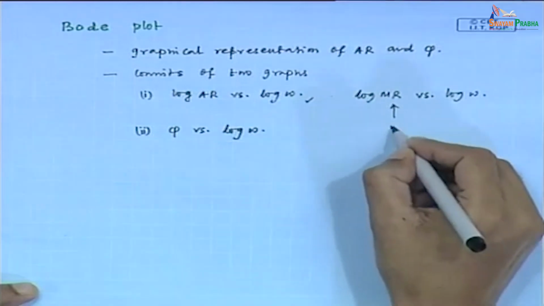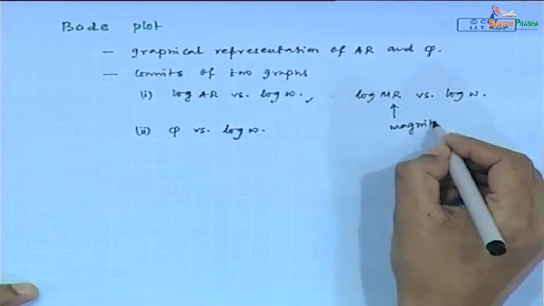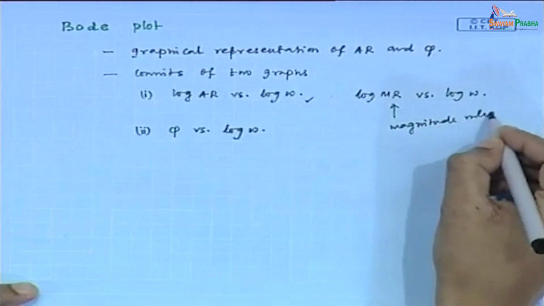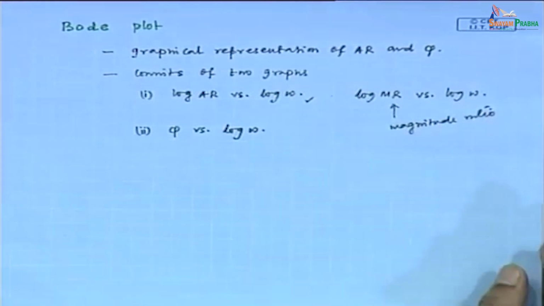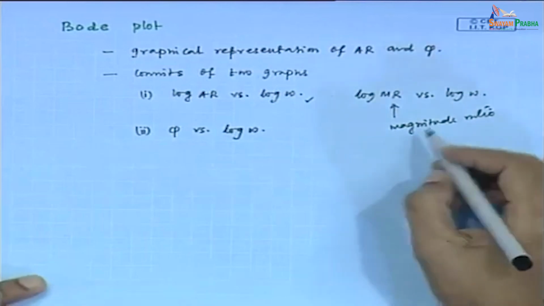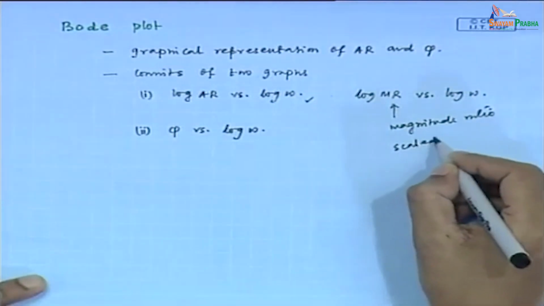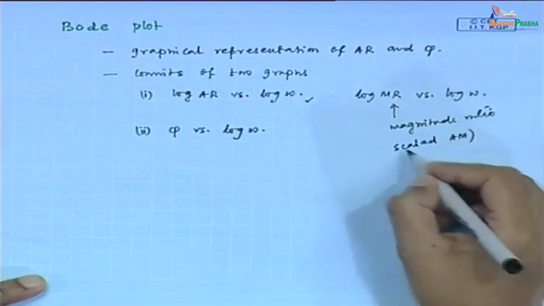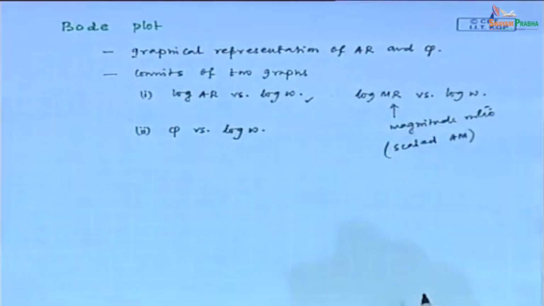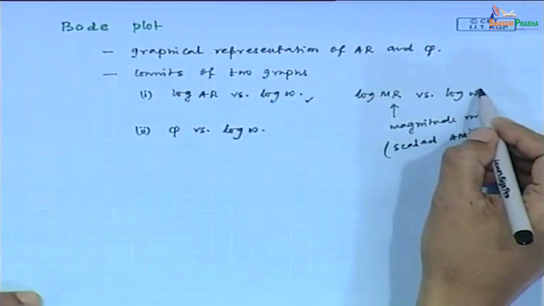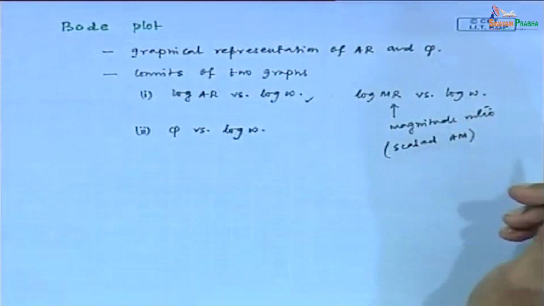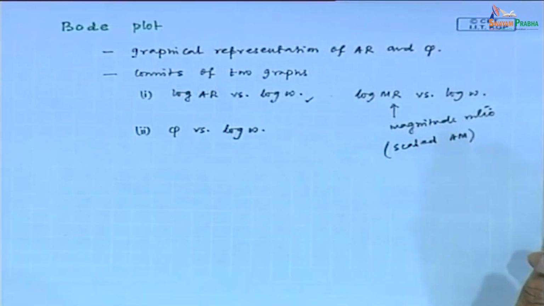This is magnitude ratio. It is nothing but the scaled amplitude ratio. And it is interesting to mention also that this omega is also sometimes multiplied by some scaling factor. So, those things we will discuss in different cases, different ways.